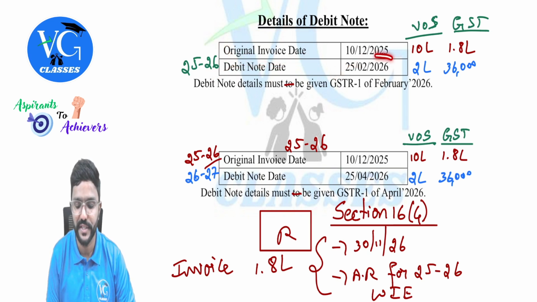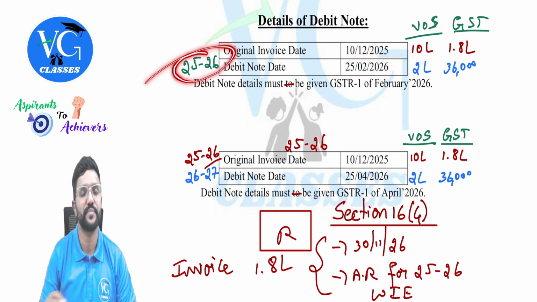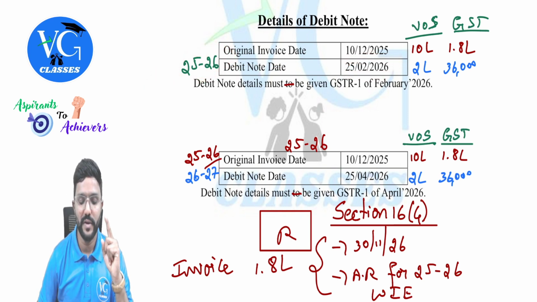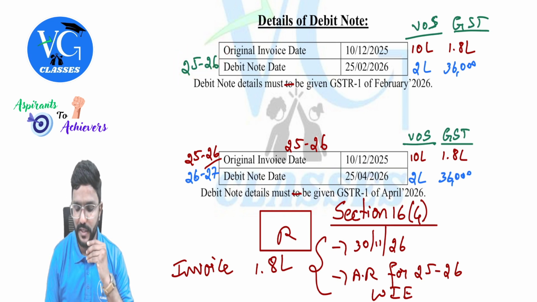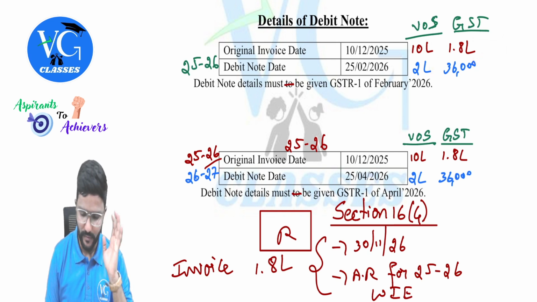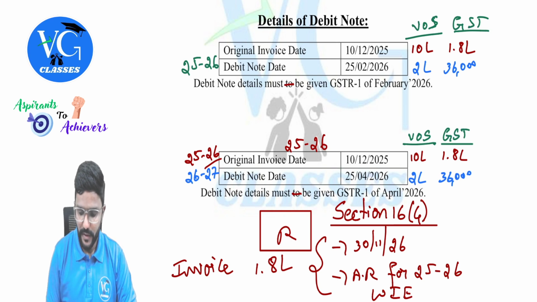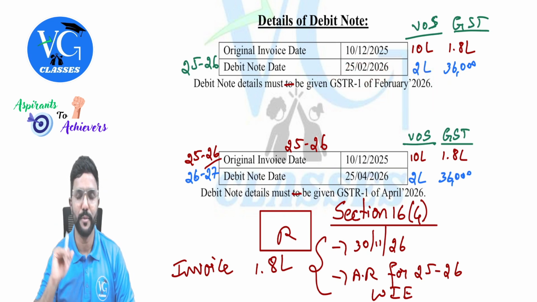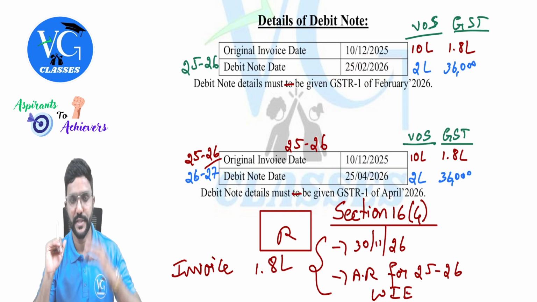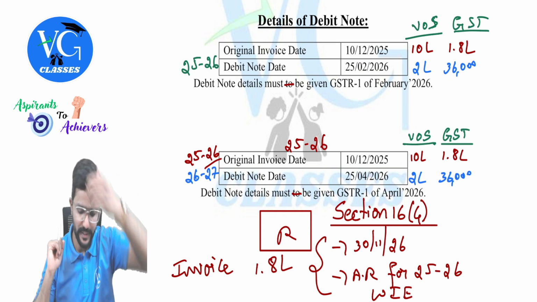So the financial year 25-26. The year in which the invoice debit note is issued is 25-26. Assume in the original invoice, the amount is 10 lakh plus GST 1.8 lakh, 18% I have taken. Then in the debit note, 2 lakh plus 18% on that, 36,000. Okay, sir. So this debit note details has to be given in GSTR 1 of February only. Sir, can I give it later? No such options, guys. Is that clear? Yes, sir.